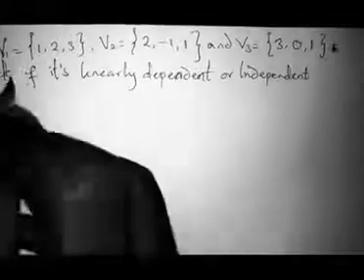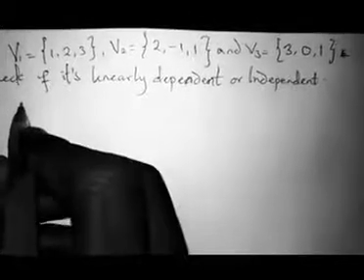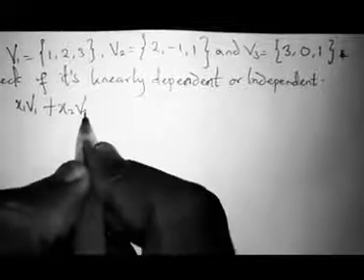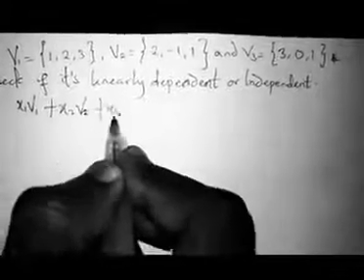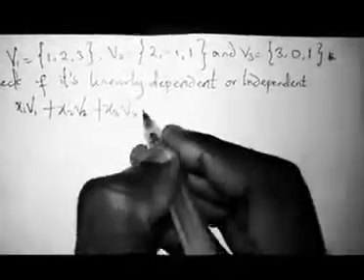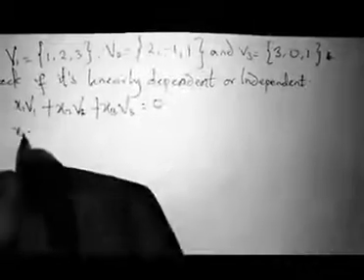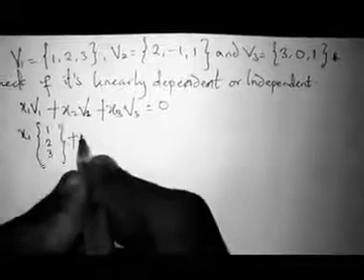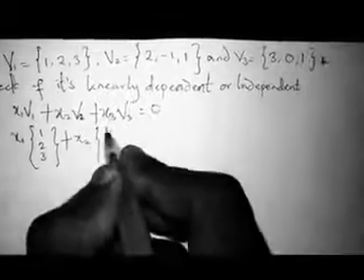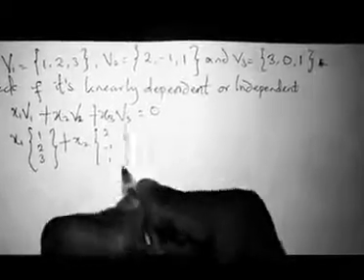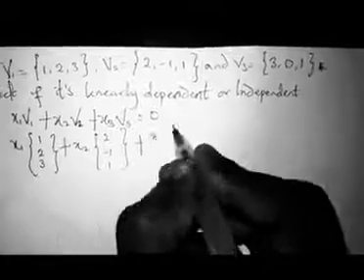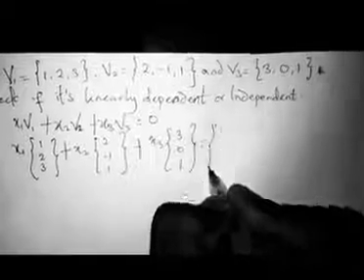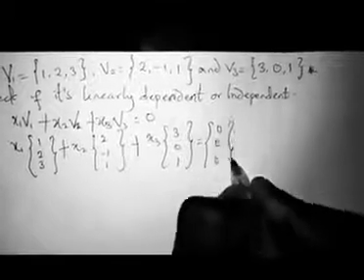It is very, very simple. So let's say I have constants x1, x2, x3 here now. So that will be x1 v1 plus x2 v2 plus x3 v3 equals 0. So that will be x1 multiplied by your v1, 1, 2, 3, plus your x2 multiplied by your v2, 2, minus 1, 1, plus your x3 multiplied by your v3, that will be 3, 0, 1, equals 0, 0, 0. Do we get that now?